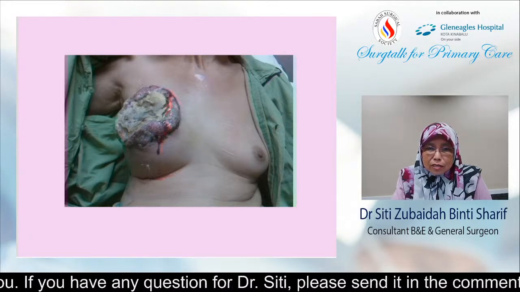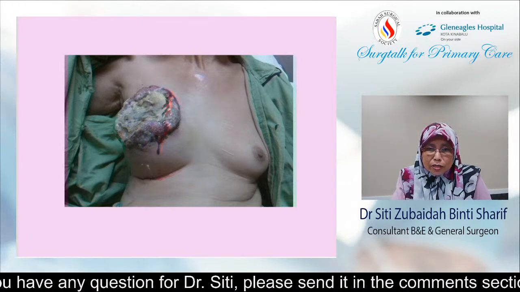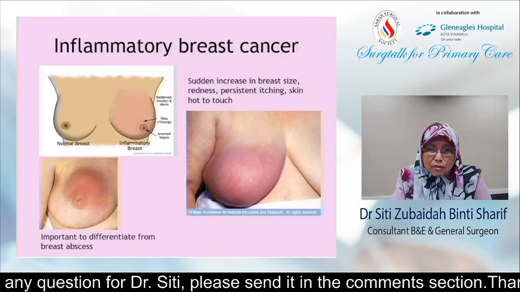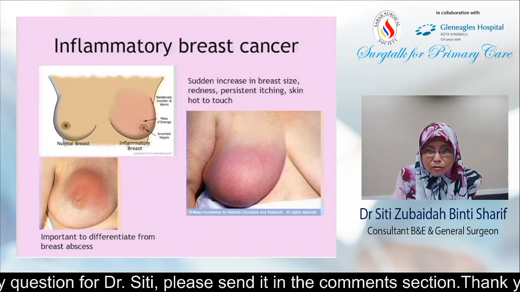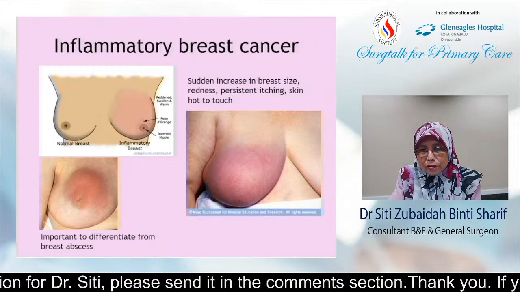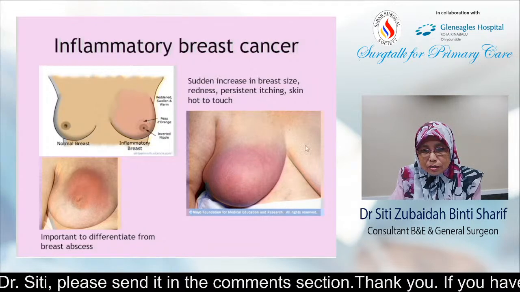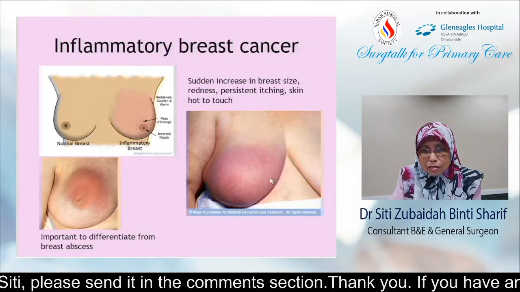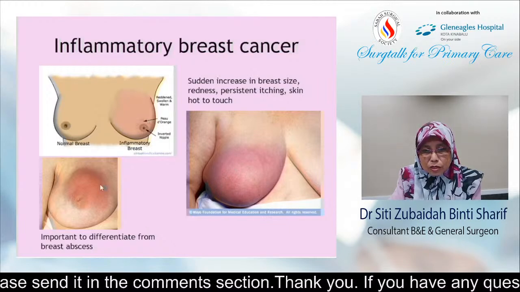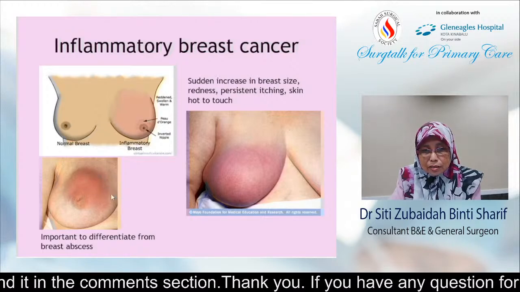You can see the ulcer with slough and bleeding. Normally if a patient comes like this, they will get anemia. Another type of breast cancer we call inflammatory breast cancer. We find the patient will complain of very sudden redness of the breast, associated with itchiness. This inflammatory breast cancer we have to differentiate from mastitis.